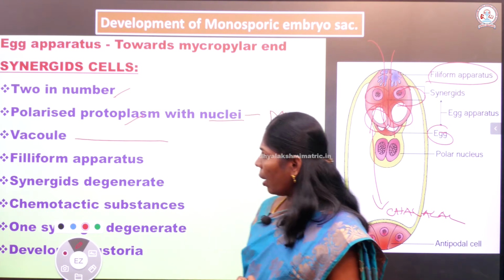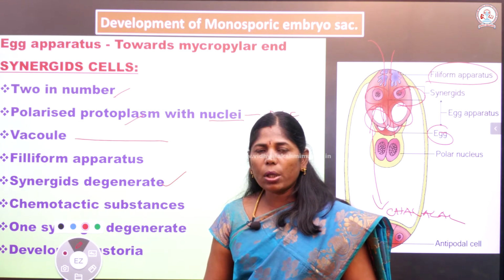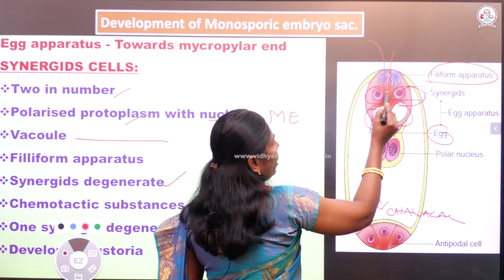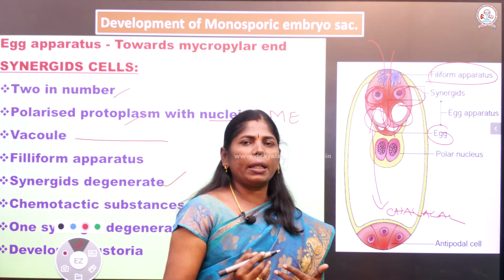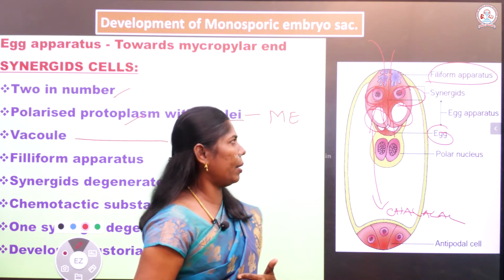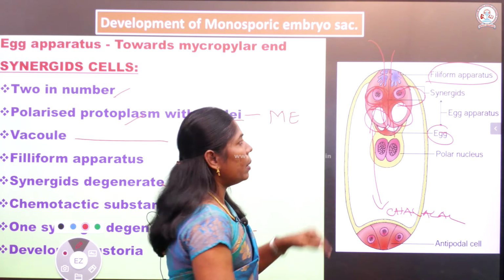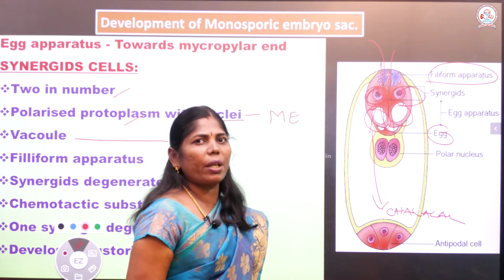Next, one of the synergids degenerates. What is the purpose of that degeneration? It degenerates to provide a way for the entry of the pollen tube.